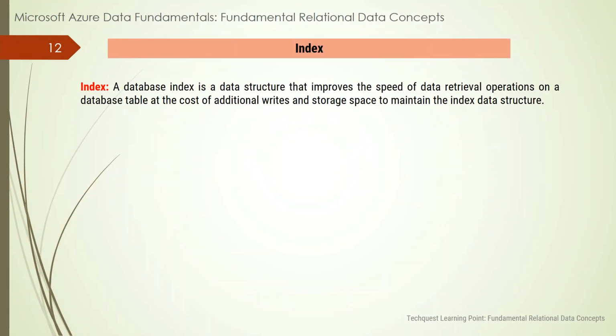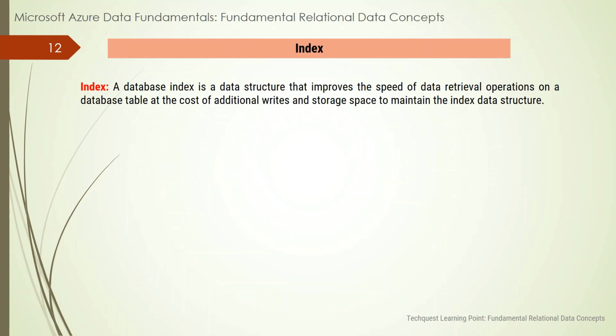Index. A database index is a data structure that improves the speed of data retrieval operations on a database table at the cost of additional writes and storage space to maintain the index data structure. An index helps you search for data in a table.